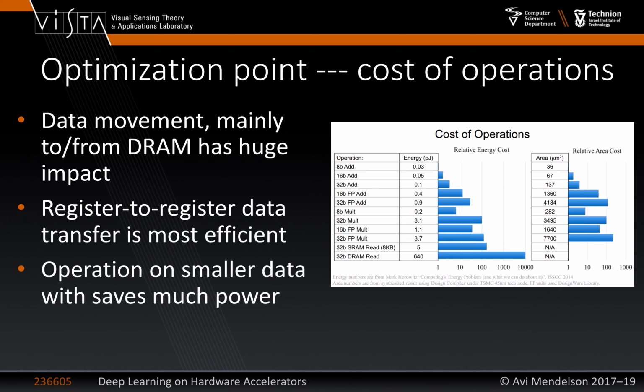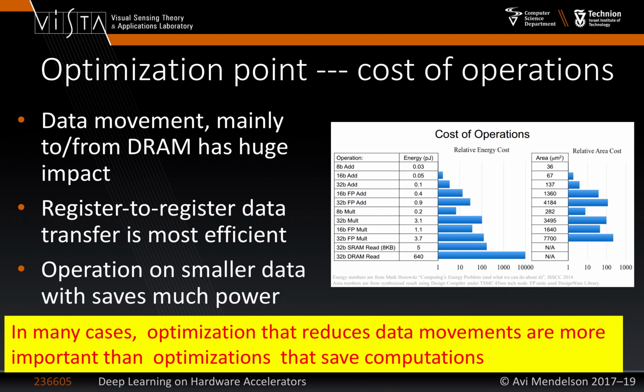From the frequency, it is important. From performance, it is important. And this is the reason that modern systems care about power and not just about performance, because there is some duality between them. Okay, so this is the main point, that in many cases optimizations that reduce data movement are more important than optimization of computations.